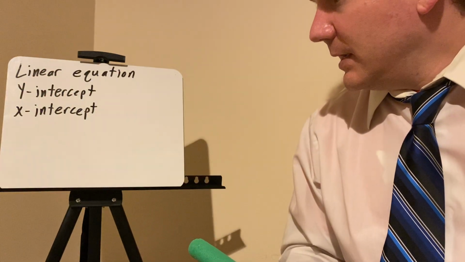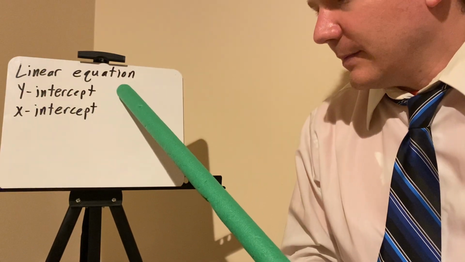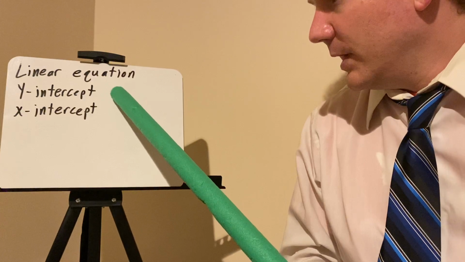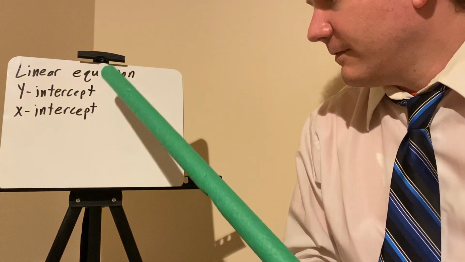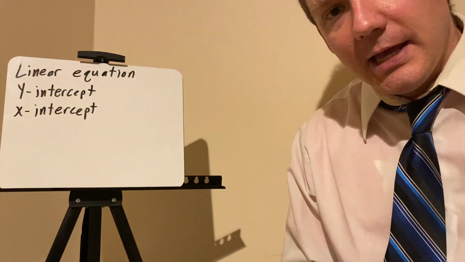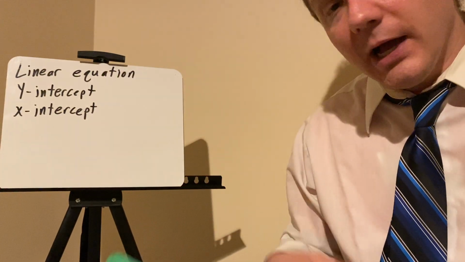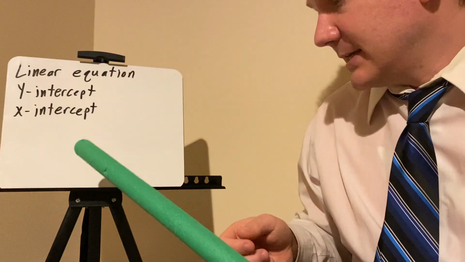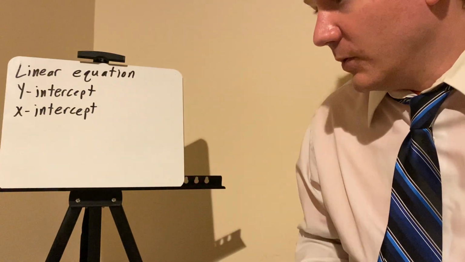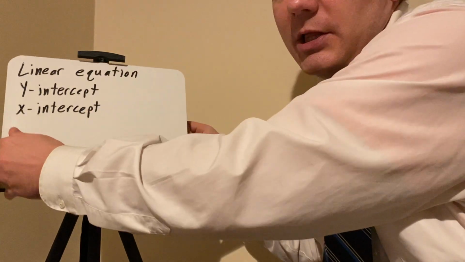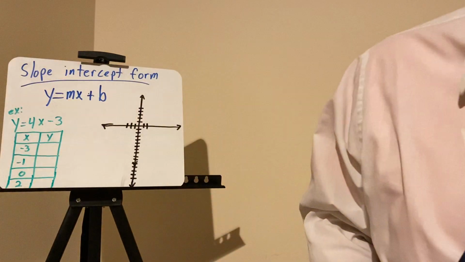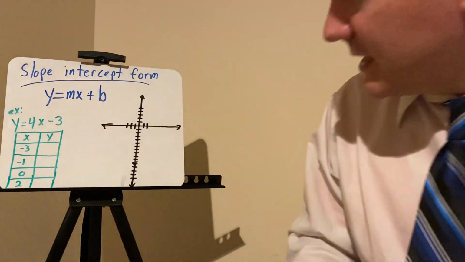When we talk about the y-intercept, like in slope-intercept form, that's where the graph would cross the y-axis, or where x is going to equal 0. The x-intercept is where y ends up equaling 0. For the purpose of this, we'll be focusing on the y-intercept, and we'll just call it the intercept. So slope-intercept form, hopefully you've seen this before.